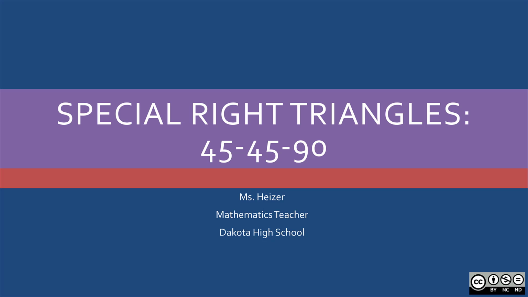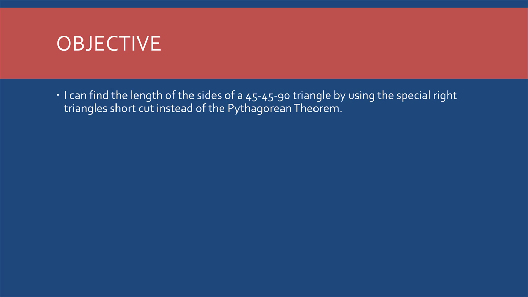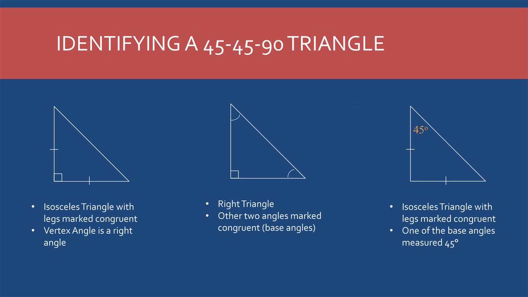Alright, so welcome to our lesson today on special right triangles, and we're going to be looking at the 45, 45, 90 right triangle. So today's objective is we will be able to find the length of the sides of a 45, 45, 90 triangle by using the special right triangle shortcut instead of using the Pythagorean theorem.